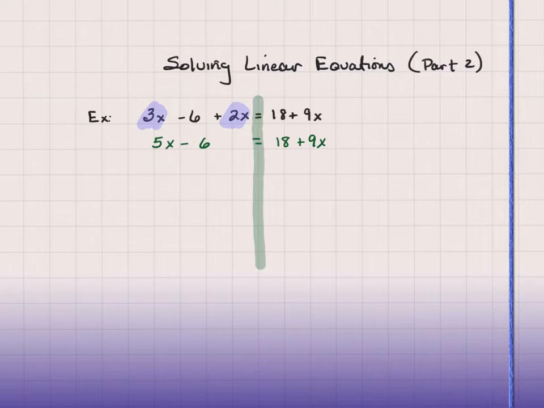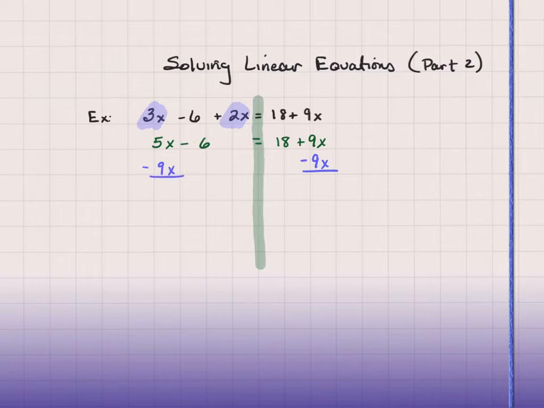Next step, get all your variables on the same side. I mentioned it yesterday. I generally try to get all my variables on the left. So that means this 9x, which is on the right-hand side, has to get moved over to the left-hand side. Well, you do that by getting rid of it on the right. And you get rid of it? Well, it's added to the right, so I subtract it from the right. And I subtract it from the left then to keep the equation nice and balanced.